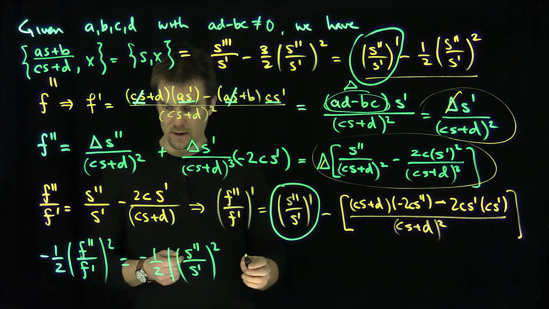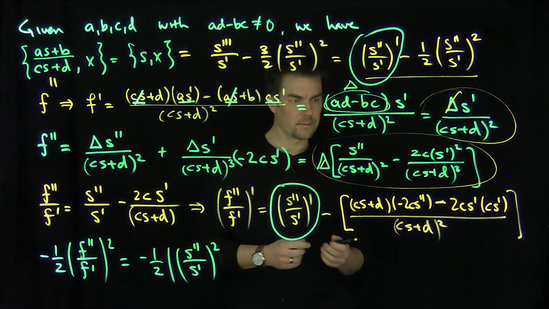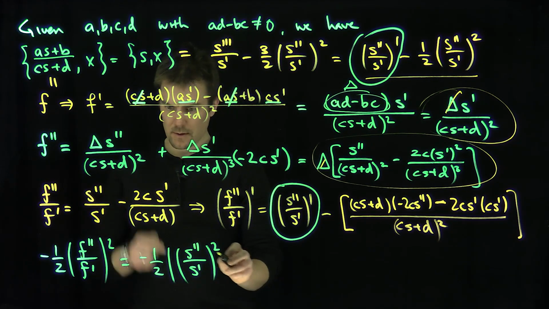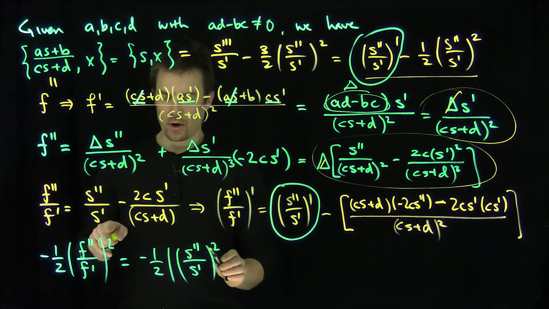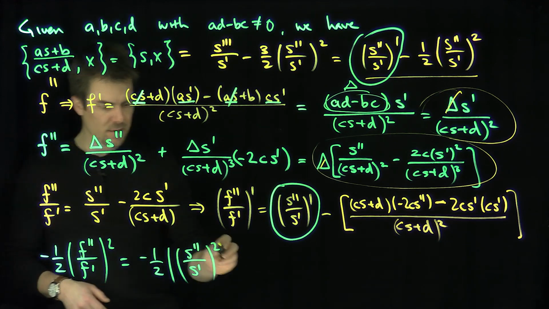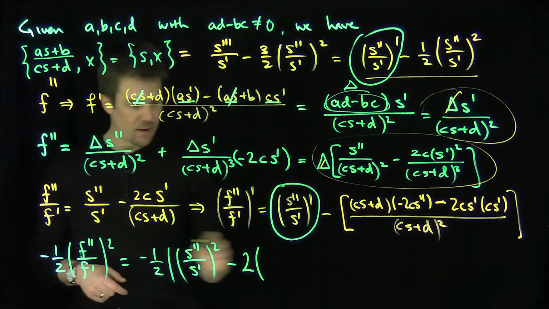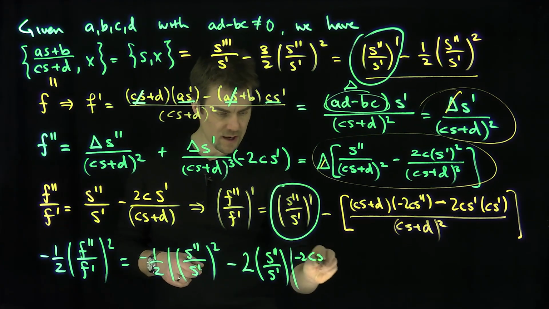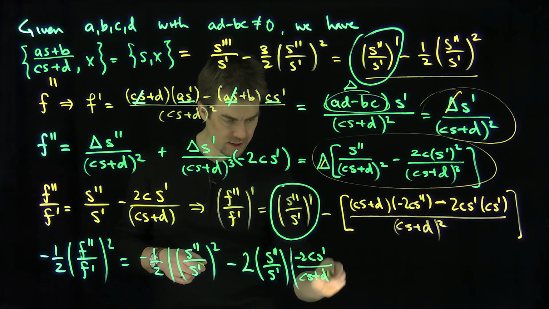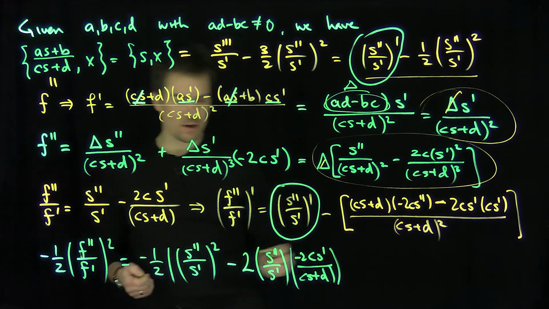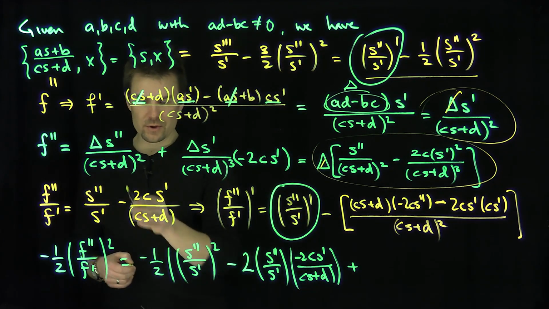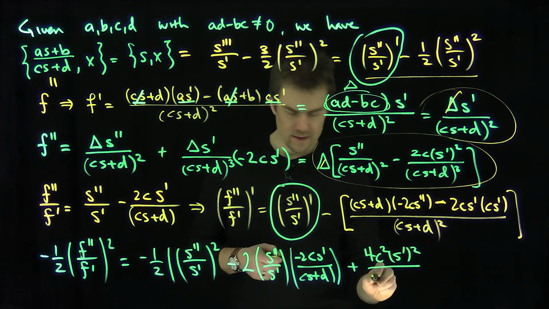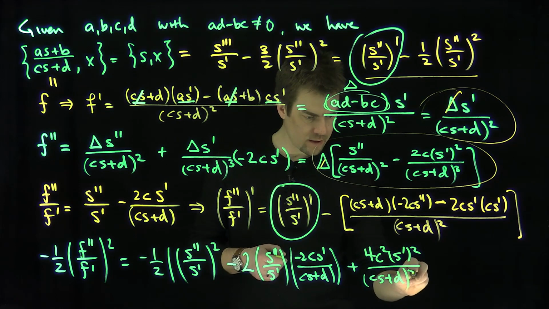So we're going to have a factor of, so this times 2, so let's do it slowly. If I do this times this, these two factors multiplied, I'm going to have a minus 2, and then s double prime over s prime times negative 2cs prime over cs plus d. Okay, that's the cross terms. And finally, I'm going to get those terms over there squared. So I'm going to have a 4c squared s prime squared over cs plus d quantity squared.